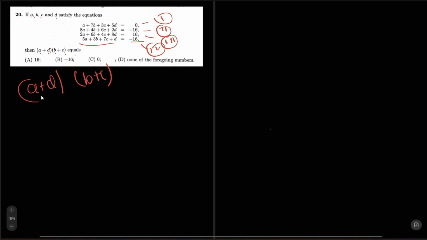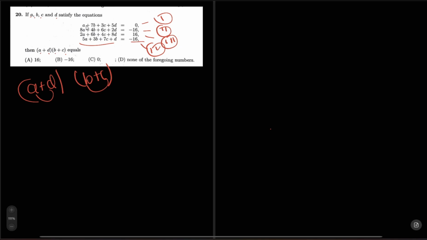To find this product, first we have to find the relation between a, d and b, c. So how can we find the relation between a, d and b, c? First we have to observe the equations carefully and recognize the pattern which is written in these equations.